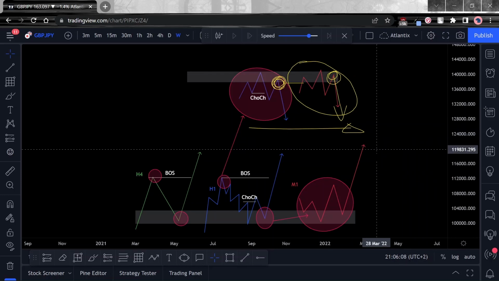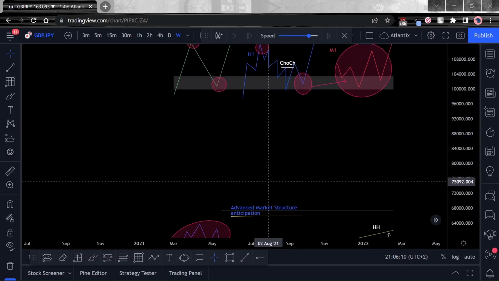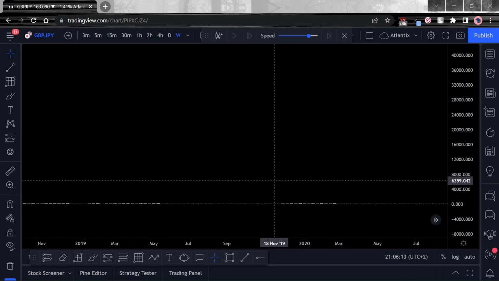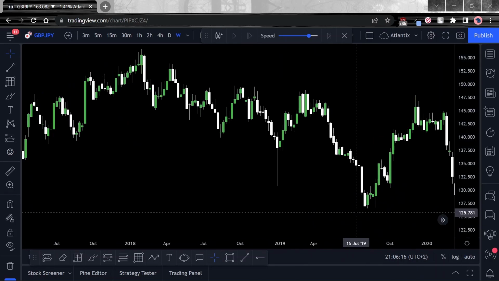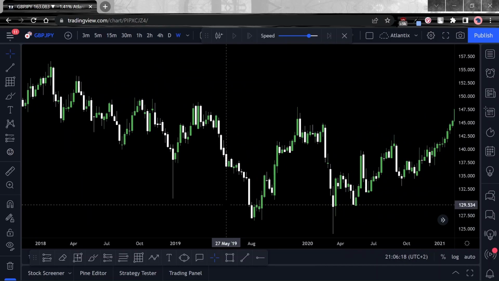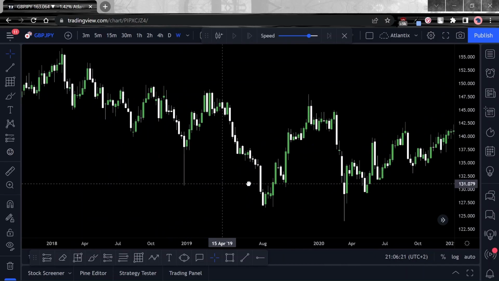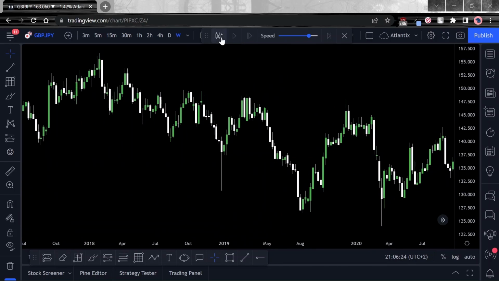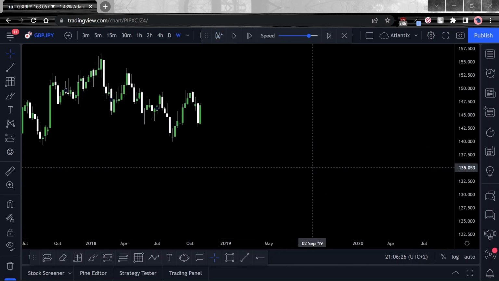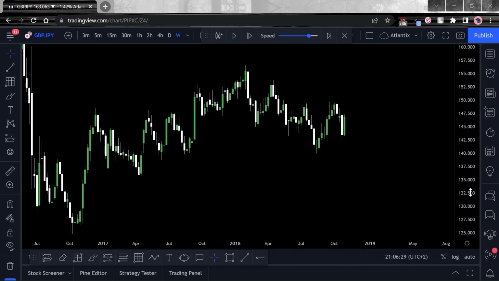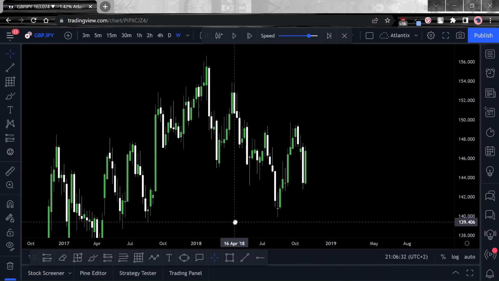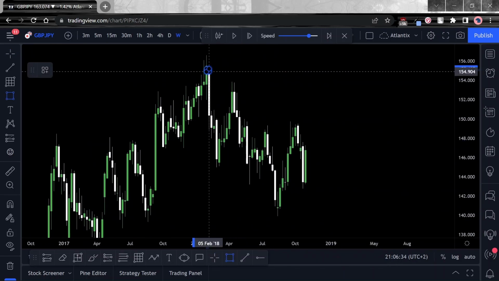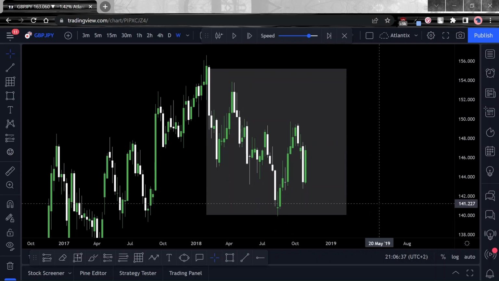So let's talk about the break of market structure. Okay. So let's look for a piece of price action where price is trending. Let me do that. And let's simply look at a scenario of this part.